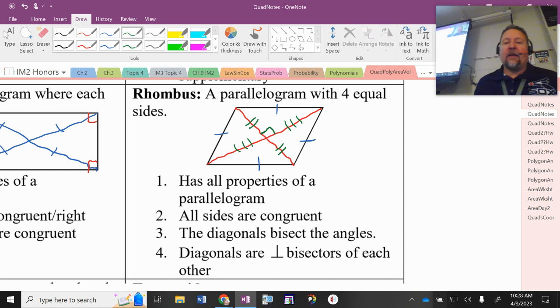So I almost don't have to write perpendicular bisectors, but that's a repetitiveness of it. And then one more thing.